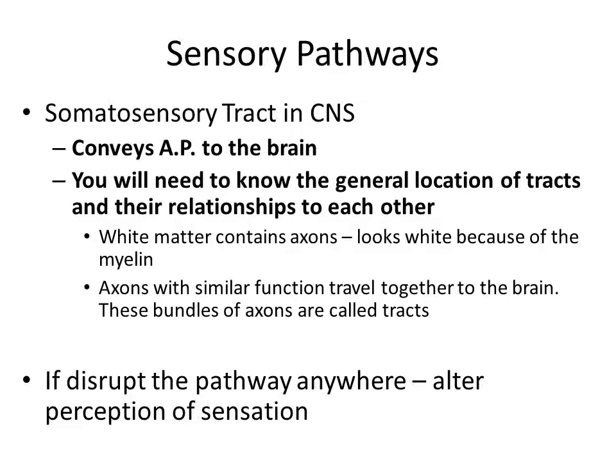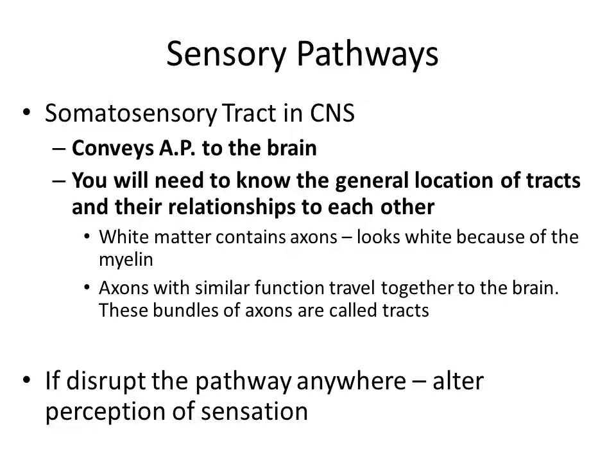This is not done by a single neuron. We do not have one neuron that goes from the receptor all the way up to where it needs to get to the brain, but we have a series of neurons. You are going to need to know the general location of these tracts or fasciculi within the central nervous system and their relationships to each other.